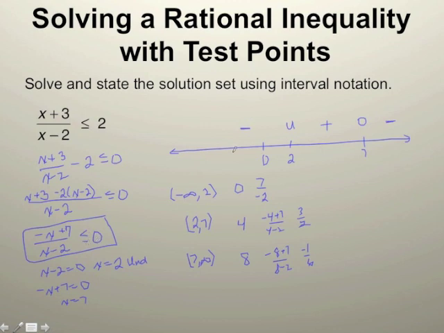Now, as you're doing this, remember the 2 is undefined. So the negative is here, negative infinity to the 2, but because it's undefined at 2, even though it says less than or equal, make sure you use a parenthesis. Union that. Now here it's equal to 0 right at 7. So there we can use the bracket, and then it goes to infinity.